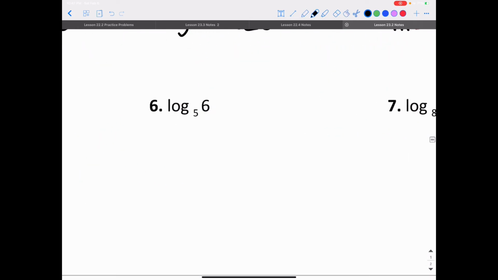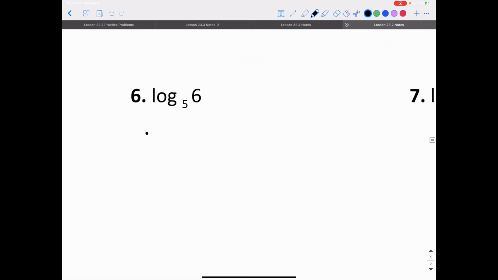For 6, I'm going to do ln of 6 over ln of 5. And when I do that in my calculator, I get 1.113.